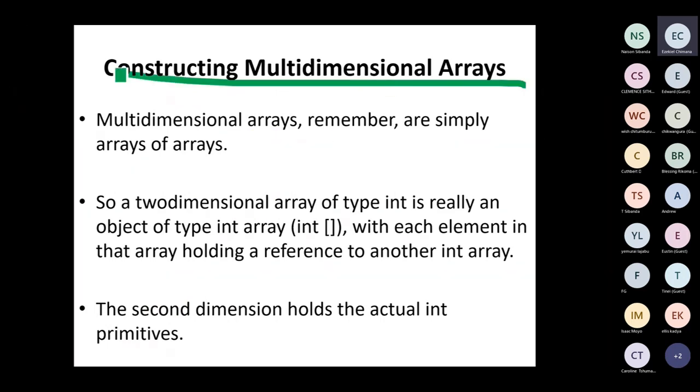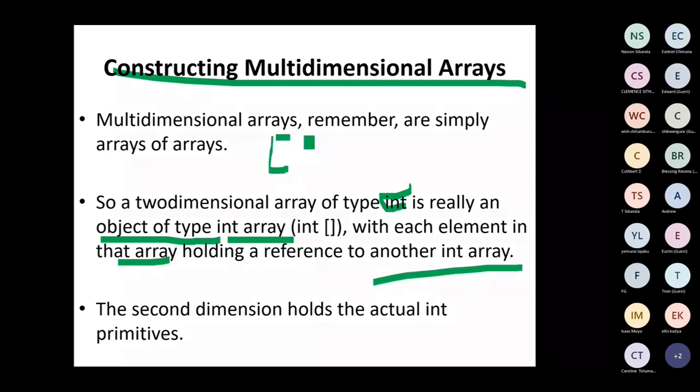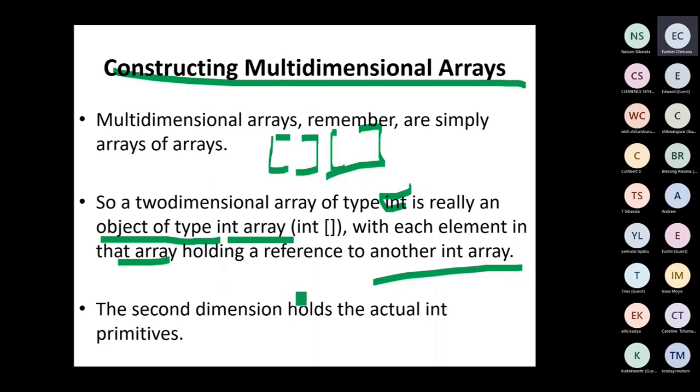So, constructing multi-dimensional arrays. There is what we call multi-dimensional arrays. I think you know them from C and C++, they are there. A two-dimensional array of type int here is really an object of type int array, with each element in that array holding a reference to another int array. This will be your multi-dimensional array, which is an array of array objects, and each element points to another array. The second dimension holds the actual int primitives, and the first holds the link to the next array.